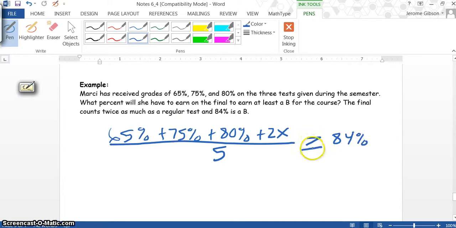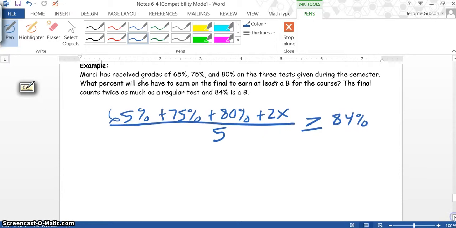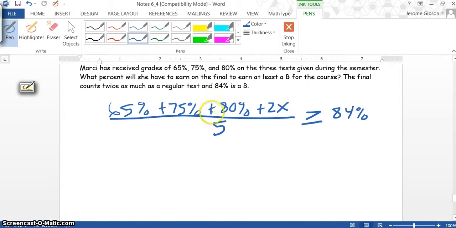Now, the reason why we have greater than or equal to is because they said at least a B. So to get at least a B, you need 84%. So it could be 84% or higher because they said at least. So now what I'm going to do throughout the duration of this problem until we get to the final answer, I'm going to get rid of the percent signs. We know we're dealing in percent. So at the end, we will put the percentage at the end.